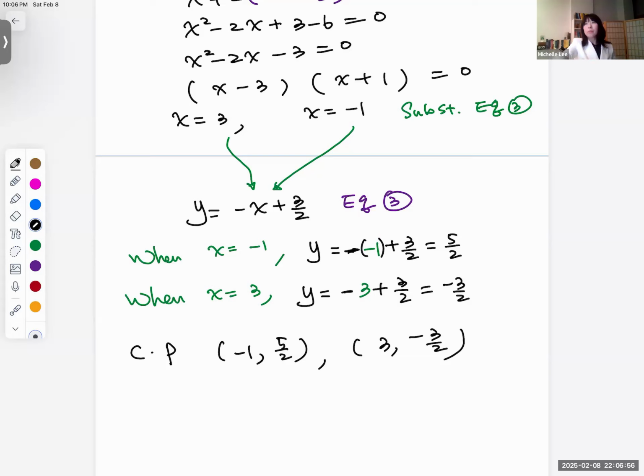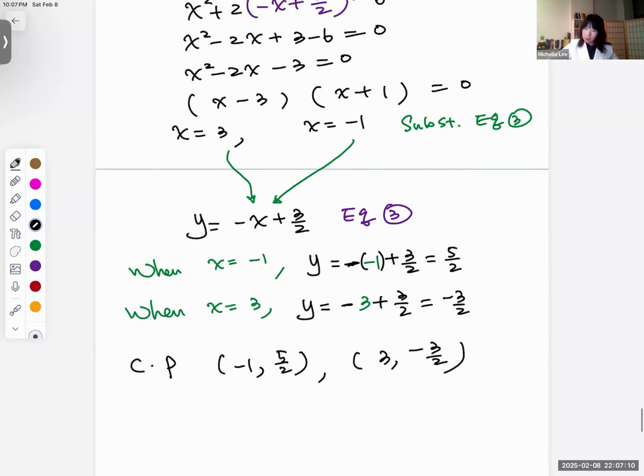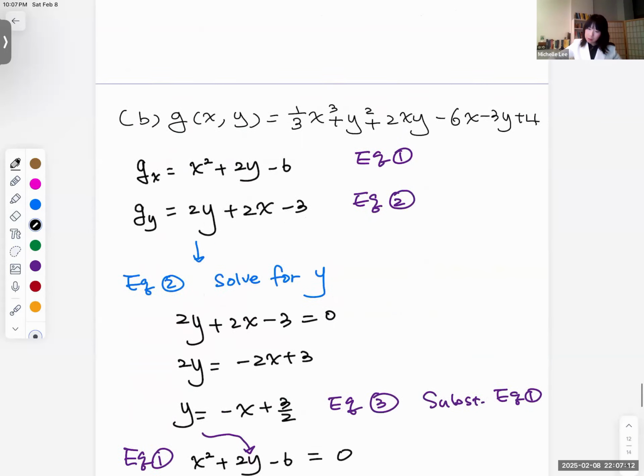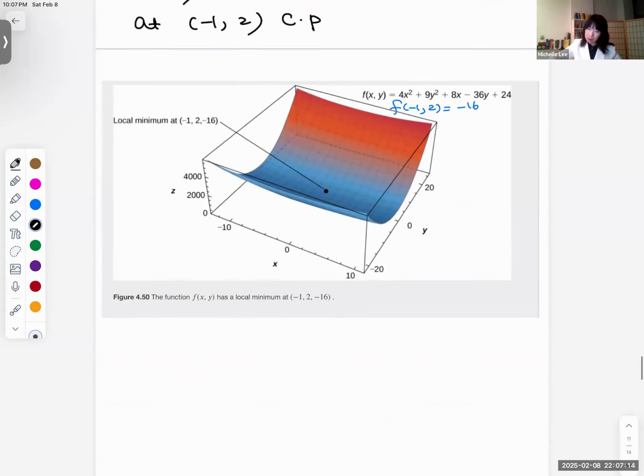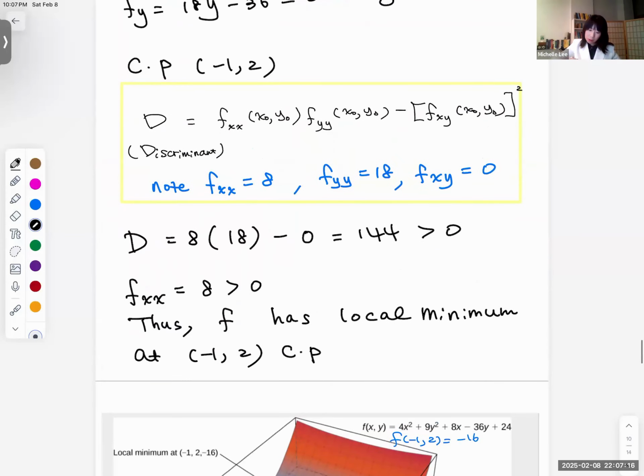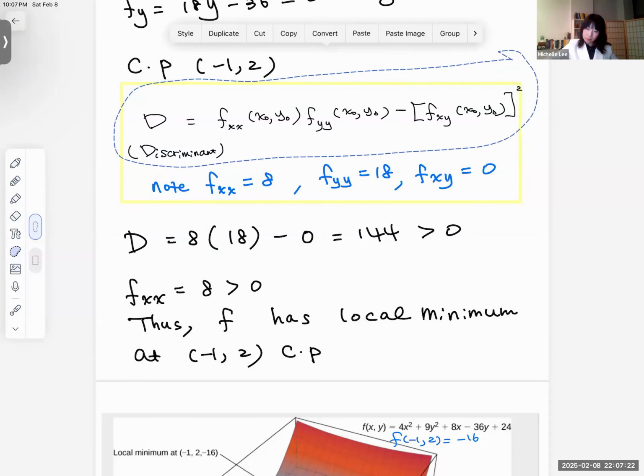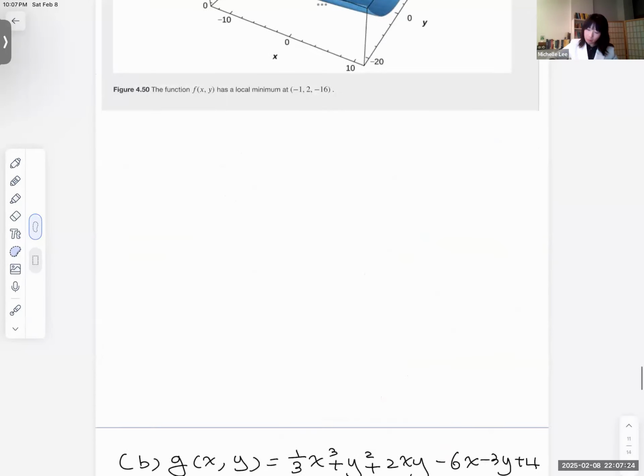Oh, good job. Okay, so we're not done yet. We're using the second derivative test to find out local extrema, right? We have to have a discriminant formula. So let's find out the discriminant formula and use it in this one.